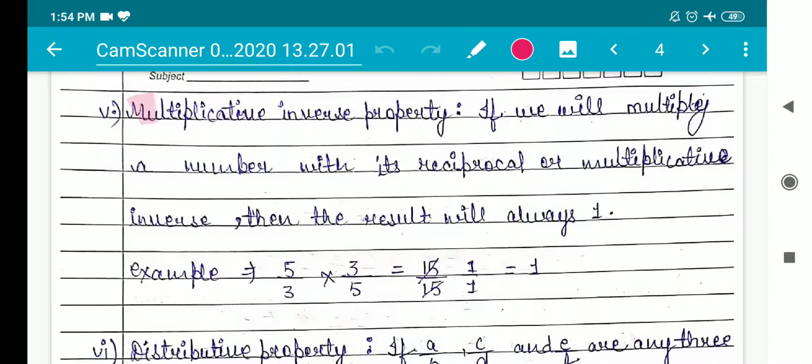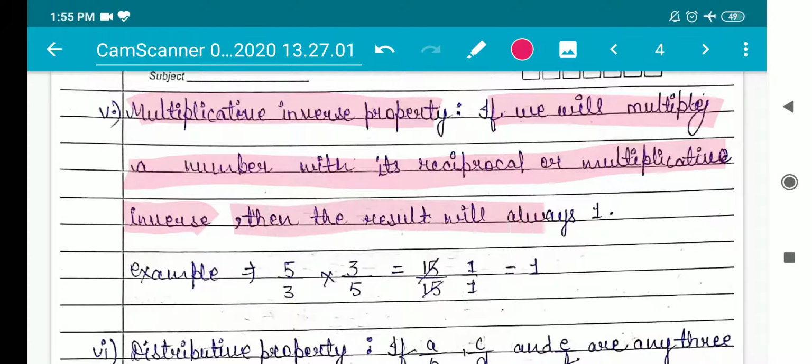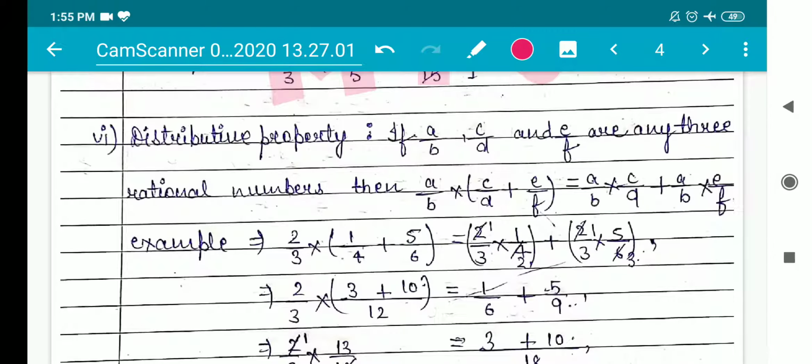The fifth property is the multiplicative inverse property. If we multiply a number with its reciprocal or multiplicative inverse, then the result will always be 1. As I have discussed earlier, the multiplicative inverse or reciprocal means the opposite of the rational number. So if we multiply a rational number with its reciprocal, we will get the result 1. Example: 5/3 × 3/5, we get 15/15, and after reducing it, I got the result as 1.